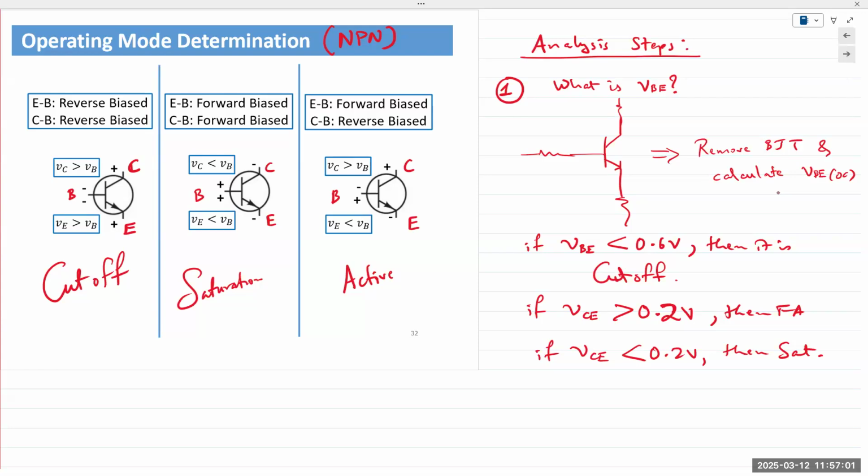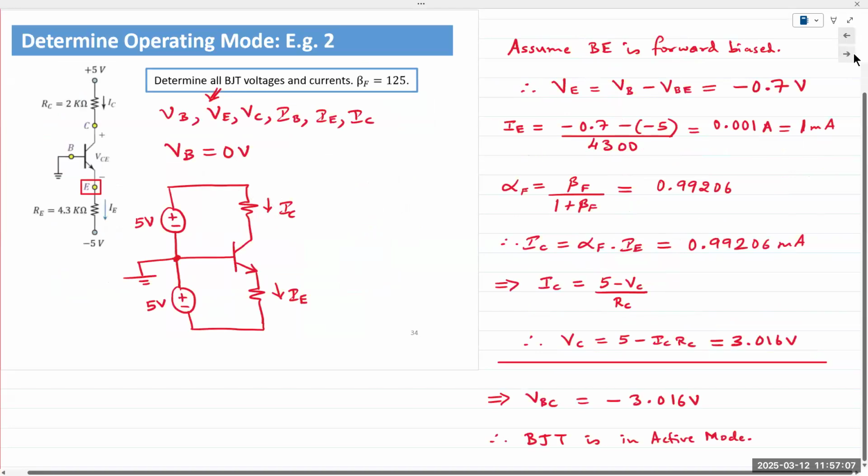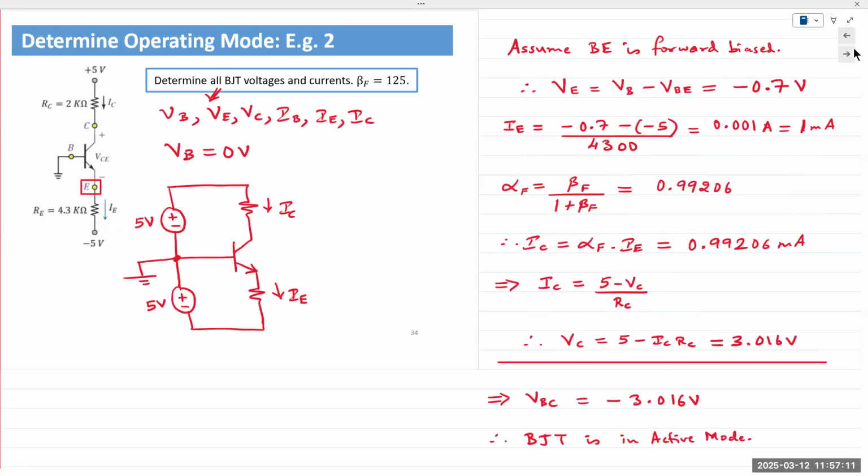This one? This one? Yeah, the voltage source is 5 volts.